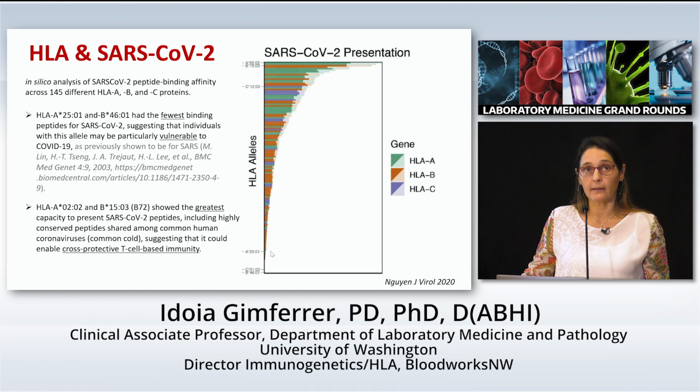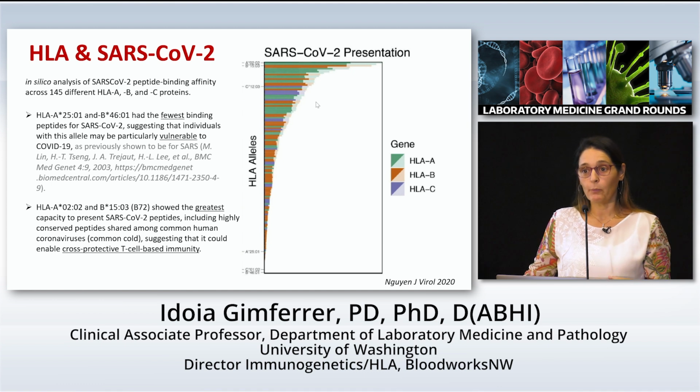A25 barely binds anything. Like B46, an HLA-B that is very frequent in the Asian population, especially in China, barely binds anything. It cannot present any peptide coming from the COVID virus, versus B15 or 3, which presents several.